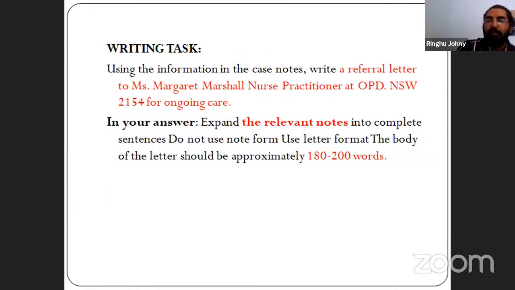Writing task: referral letter, address, and expand the relevant notes. Again, look here. It clearly says to expand the relevant notes into complete sentences. Do not use note form, use letter format. 180 to 200 words.